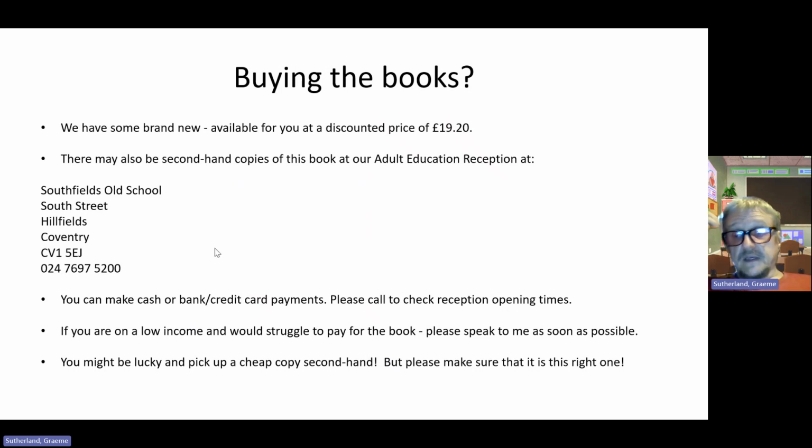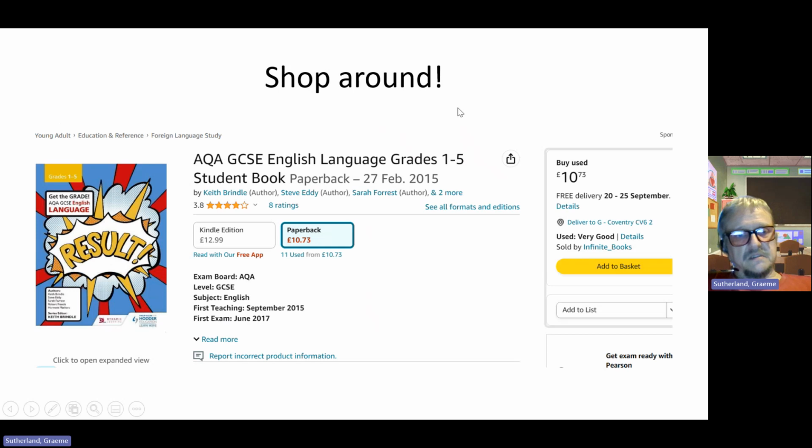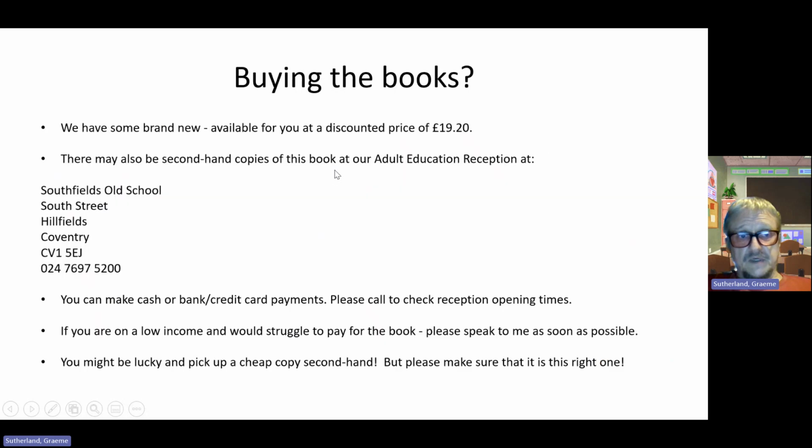If you're very lucky, you might get much cheaper copies online, and I think most of you are going to have to go online to find your books. Amazon. This is a screenshot from Amazon. At the moment, this was yesterday, they had 11 used copies from £10.73 on upwards. So going on Amazon, going on any of the bookseller websites, doing a Google search for the book and seeing what comes up, that's probably one of the best ways to find your books.